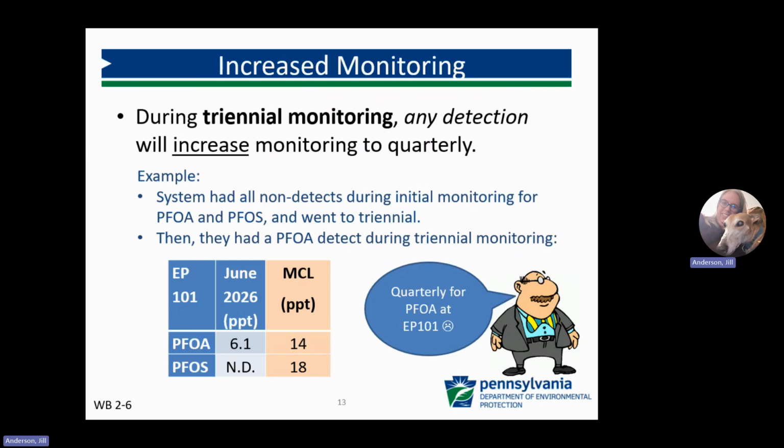PFAS, however, remains on a triennial monitoring frequency since there was still no detection of PFAS. Again, if the water system subsequently has results from 4 consecutive quarters that are all reliably and consistently below the MCL, then they may be able to reduce monitoring for PFOA at entry point 101 to annually.